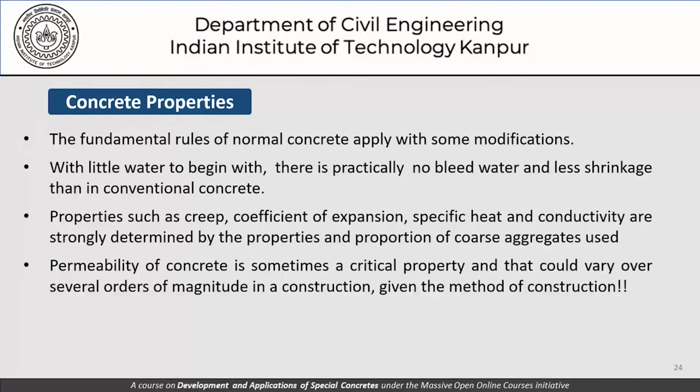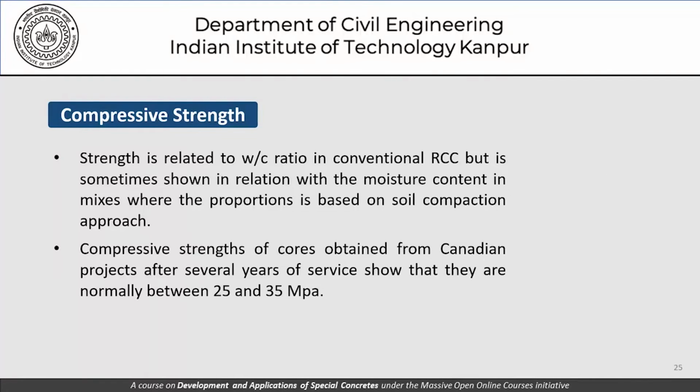Permeability of concrete is sometimes a critical property, and that could vary over several orders of magnitude in a construction given this method of construction. As far as the compressive strength is concerned, the strength of course is related to the water-cement ratio in conventional concrete, but is sometimes shown in relation to the moisture content, especially in cases where the proportions for RCC have been determined based on the soil compaction approach.